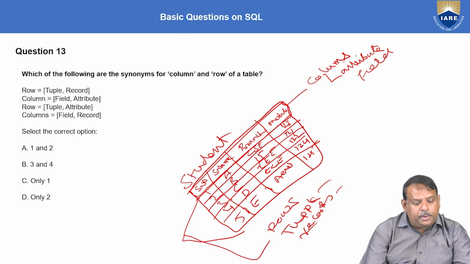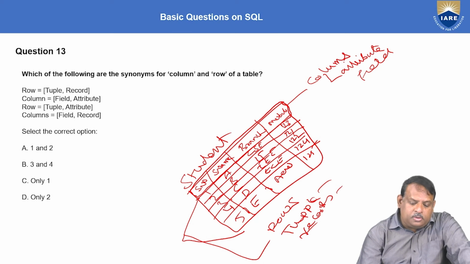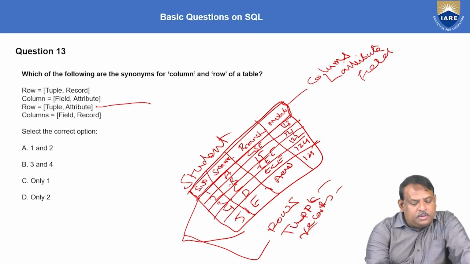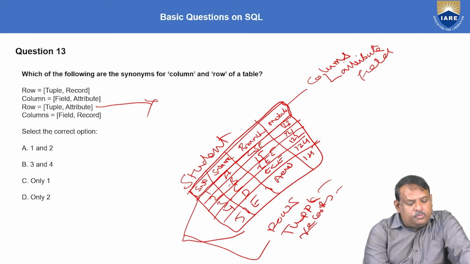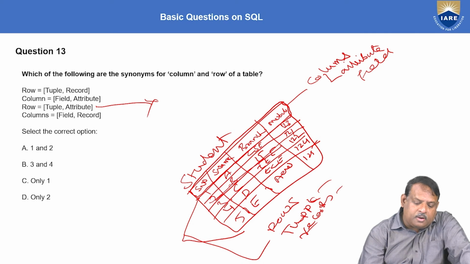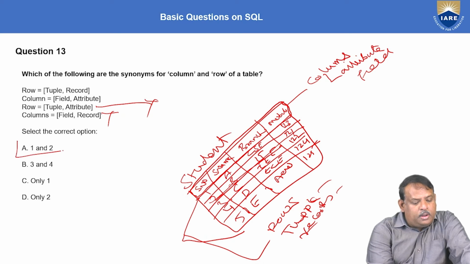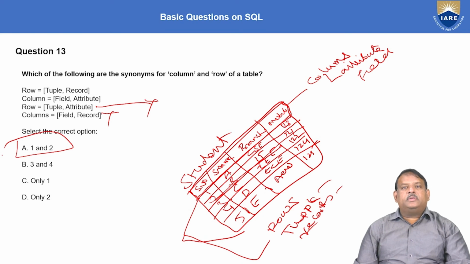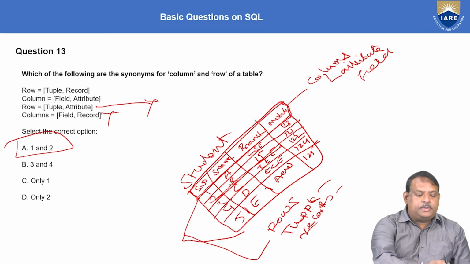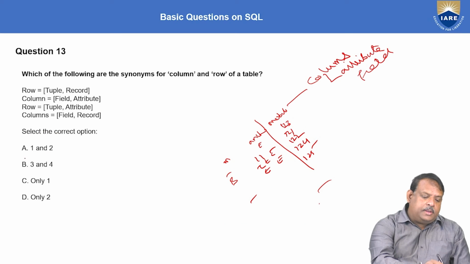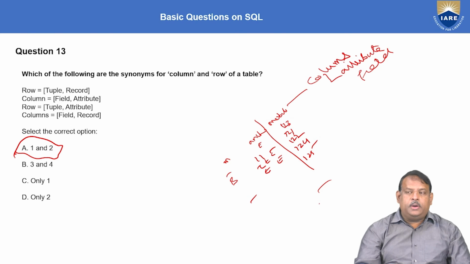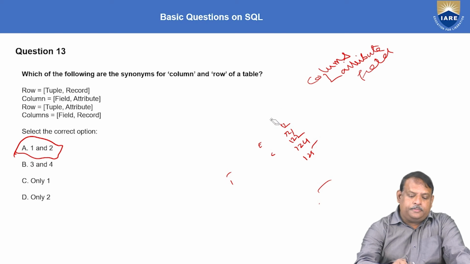Row is equal to tuple and attribute? What is a row? It is a value, so it cannot be an attribute. So C is wrong. Column is equal to field and record? A record is like this. This is an entire record. So the answer is only 1 and 2. Only 1 and 2 are the right answers. Got it?